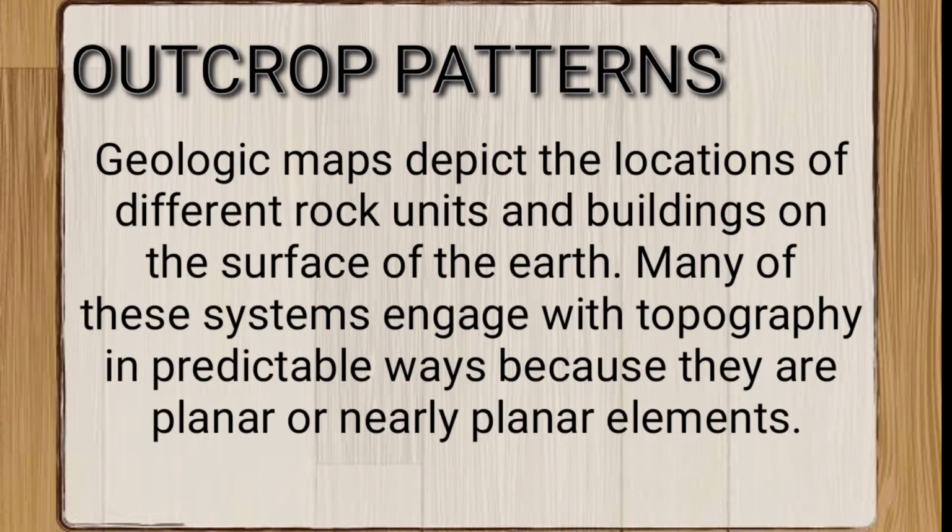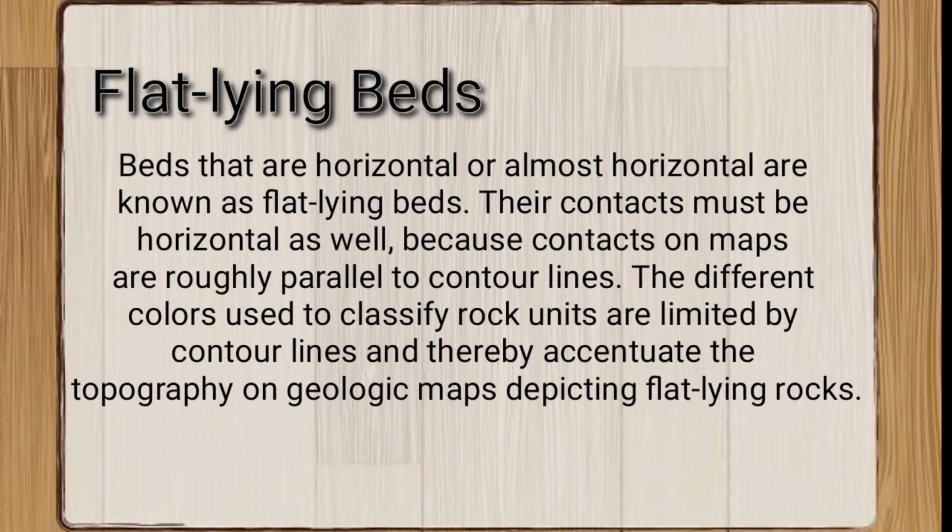Geologic maps depict the location of different rock units and structures on the surface of the Earth. Many of these structures engage with topography in predictable ways because they are planar or nearly planar elements. Flat-lying beds. Beds that are horizontal or almost horizontal are known as flat-lying beds. Their contacts must be horizontal as well, because contacts on maps are roughly parallel to contour lines. The different colors used to classify rock units are limited by contour lines and thereby accentuate the topography on geologic maps depicting flat-lying rocks.